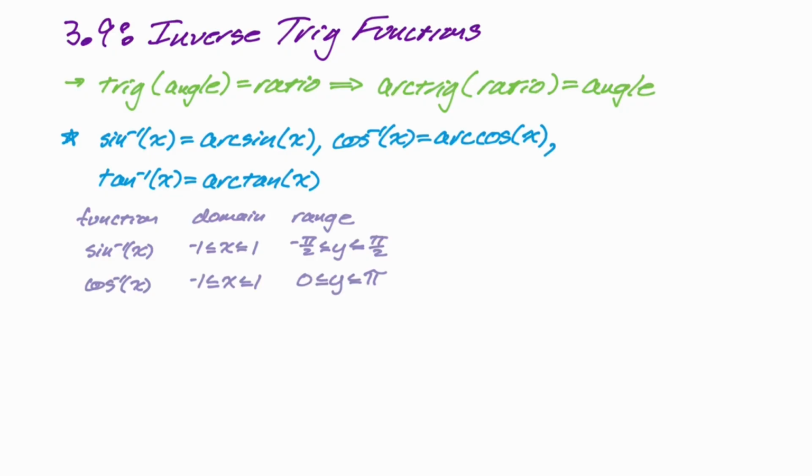So inverse cosine, same domain, -1 to 1. And the range is entirely different. It's 0 to pi, which is the top half of the unit circle. And then arctan is kind of the weirdest one, I guess. Arctan has a domain of all reals, but the range is similar to arcsine's, except you do not include negative pi over 2 or pi over 2. The range is actually negative pi over 2 to pi over 2, exclusive.